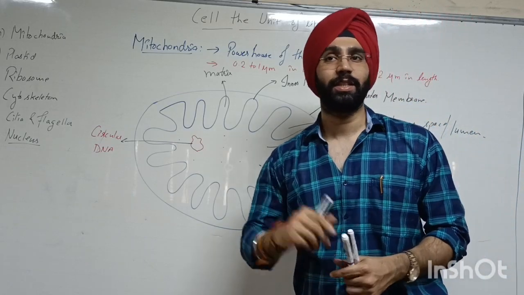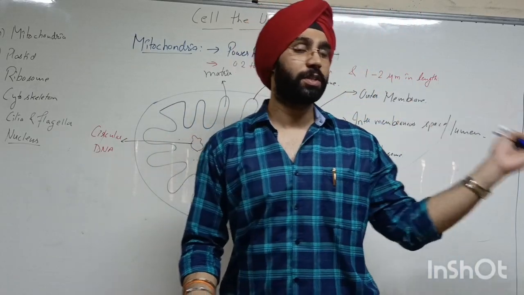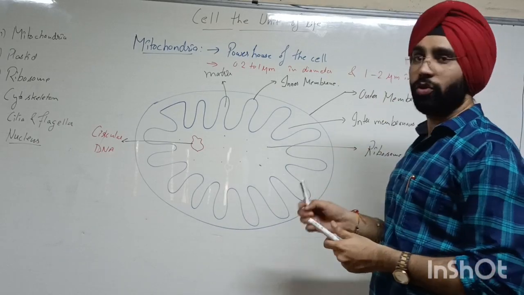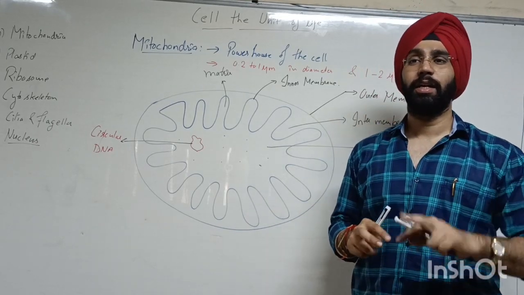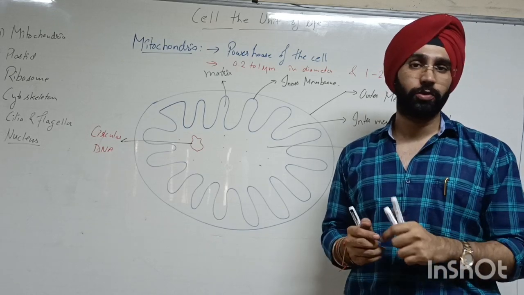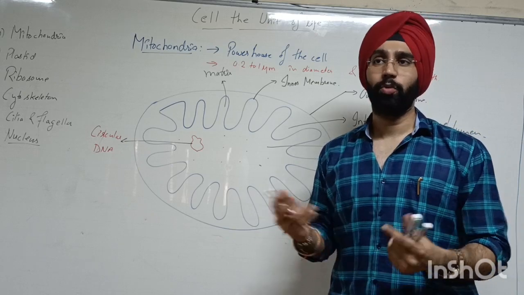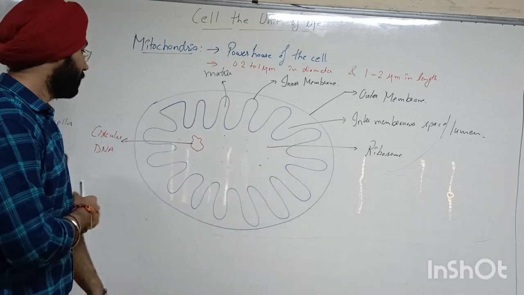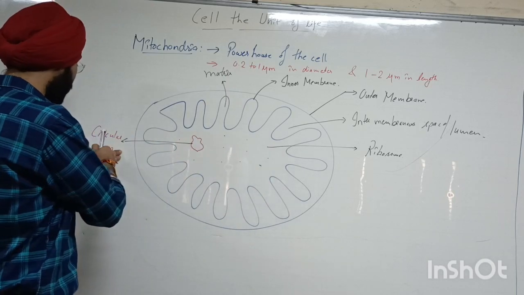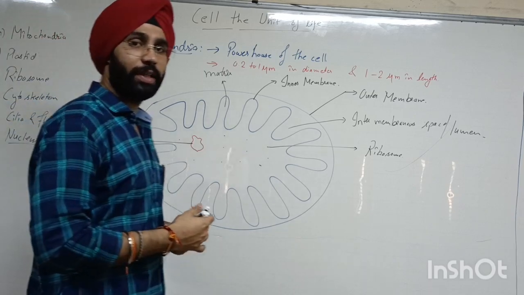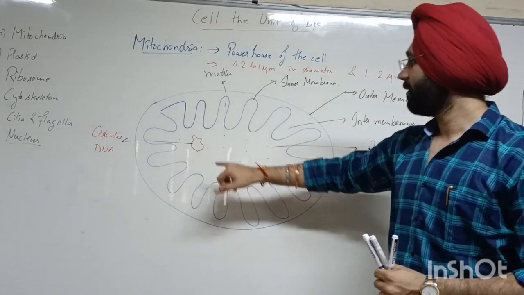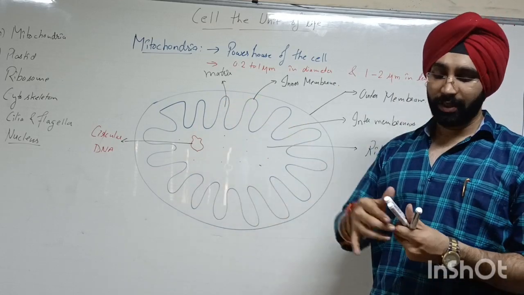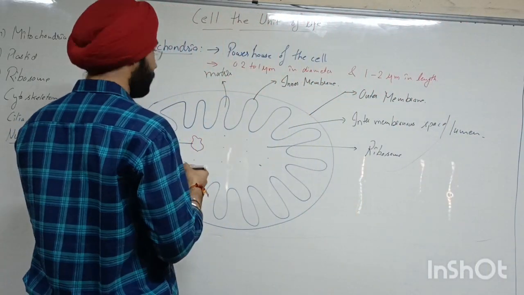If it is present in some cell, it could be of one shape, and if it is present in some other cell, it could be of a different shape. But mitochondria in every cell also show variability in number. Some cells have more mitochondria and some cells have fewer. So number is also variable. And this red thing is single circular DNA, which means mitochondria have their own DNA. Mitochondria divide by means of fission. Fission is just simple division.